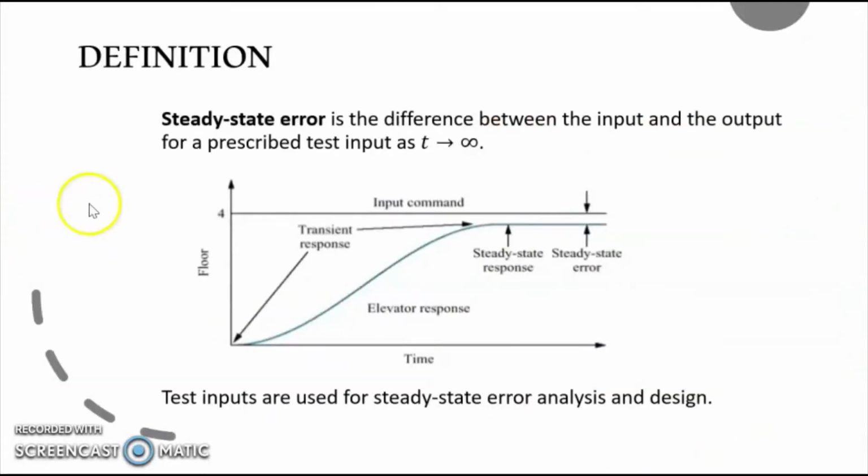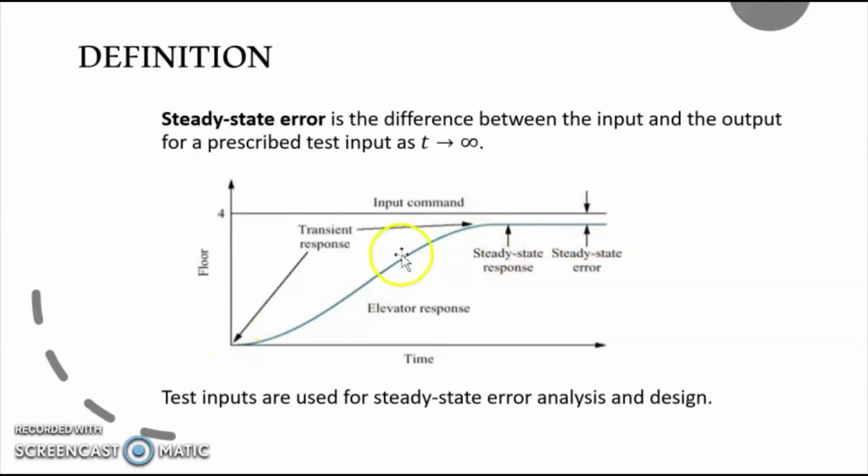So what is steady state error? Basically, the steady state error is the difference between the input and the output for a prescribed test input as t approaches infinity. So if you could see here, just the same example that we looked at in chapter 1, the elevator response, and let's say the user presses number 4, you could see the blue line is the response of that elevator.